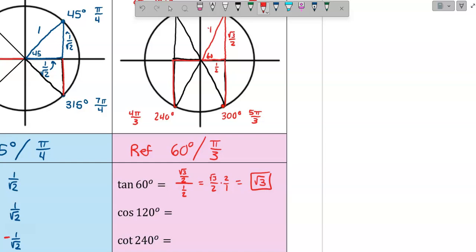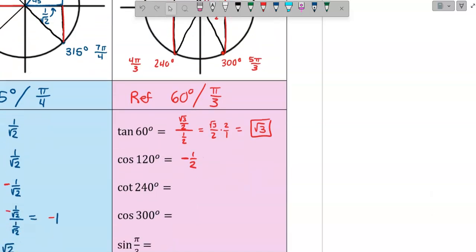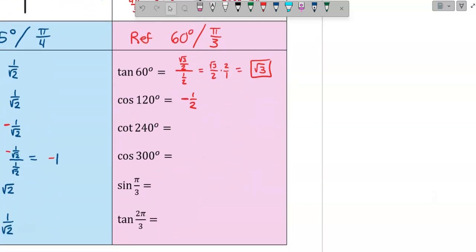Cosine is going to be the x value, so that's just going to be 1/2, but since we are in quadrant 2, that's going to make it negative. Cotangent is the reciprocal of tangent, so if you know tangent is √3, that means cotangent is 1 over root 3.